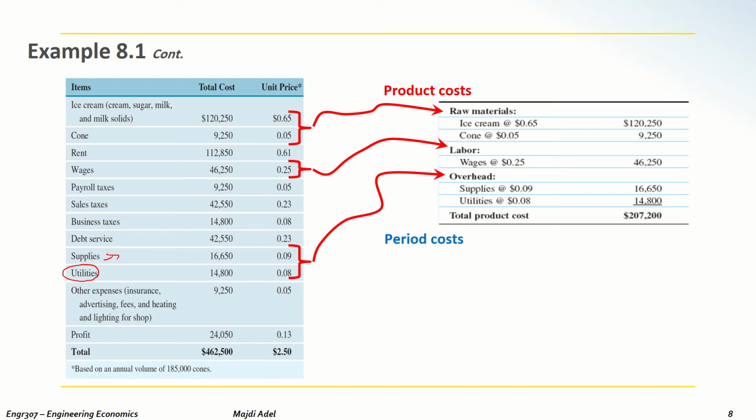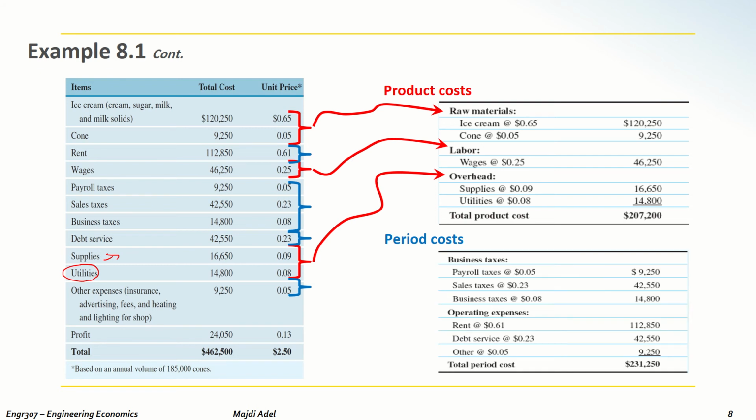For period cost, anything that I have to pay periodically. I have payroll taxes, sales and business taxes, rent and other expenses as operating expenses, and debt, of course. So the total product cost is $207,200. The total period cost is $231,250.